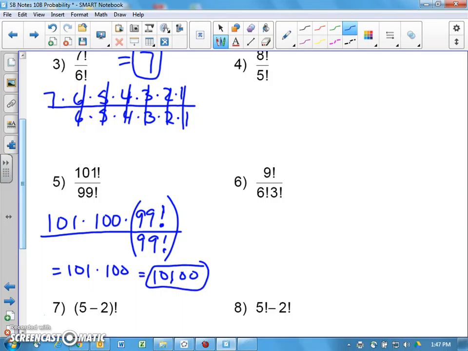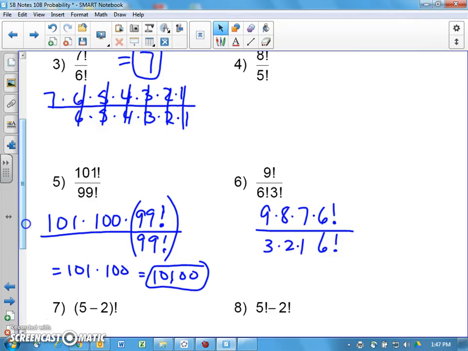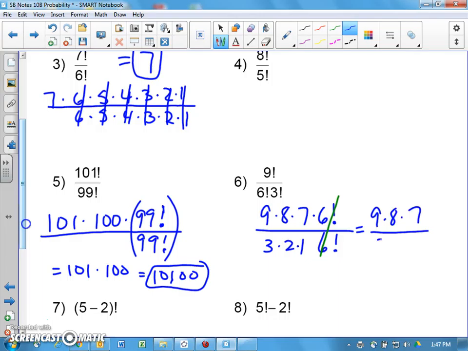Now let's look at the next one. 9 factorial would be 9 times 8 times 7 times, I'm going to stop right there and do 6 factorial because I see the 6 factorial in the bottom. And then I have 3 factorial, so I'm just going to do 3 times 2 times 1. Okay, so for here, I can cancel those. And so now what I'm left with is 9 times 8 times 7 over 3 times 2 times 1.